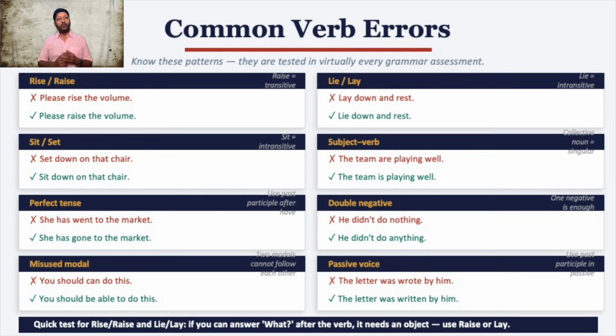Let's look at some common verb errors that are made because these come in almost every examination. You could say, please rise the volume, but it would be wrong because it has to be, please raise the volume. The team are playing well versus the team is playing well. The team is playing well is correct. You should can do this. You should be able to do this. Look at the others, understand the patterns. You will find the test becomes easier.